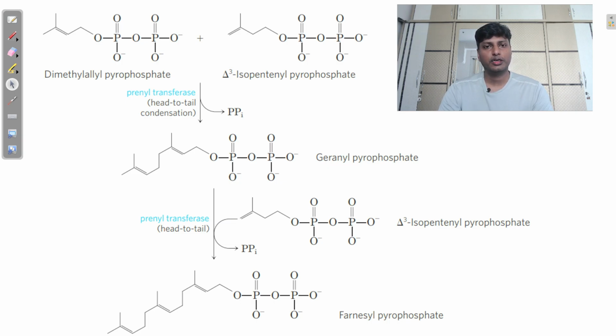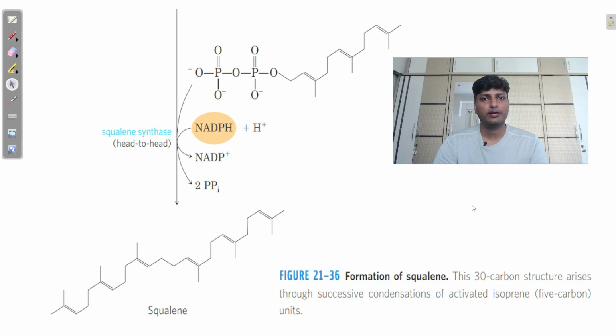Geranyl pyrophosphate will further undergo condensation with another delta 3 isopentenyl pyrophosphate, resulting in the structure called farnesyl pyrophosphate. So this farnesyl pyrophosphate is nothing but a 15 carbon chain compound. It's a long straight chain compound. So finally two farnesyl pyrophosphates, that is 15 chain plus 15 chain, will join together, resulting in the formation of a 30 chain compound, which is nothing but squalene.